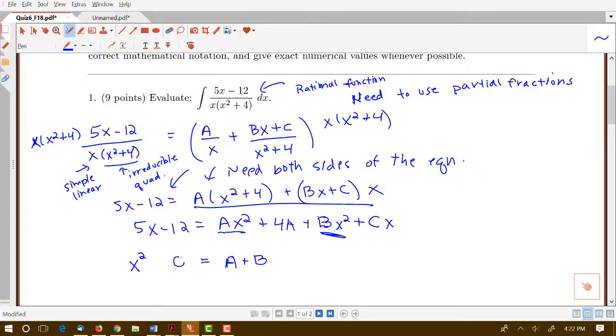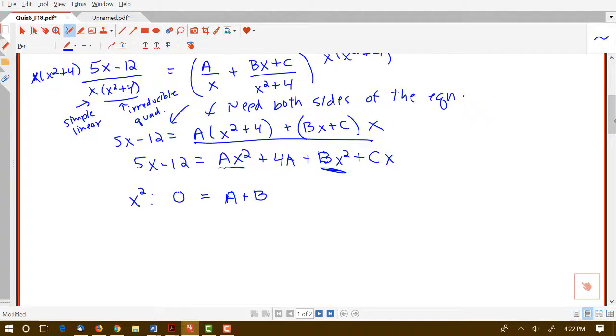terms on the left. So I get the first equation for my system of equations here being that 0 is equal to a plus b. For the x coefficients, I have 5 x's on the left-hand side, and I have just c x's on the right-hand side, so I get exactly that 5 is equal to c.